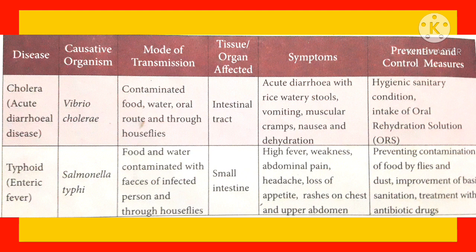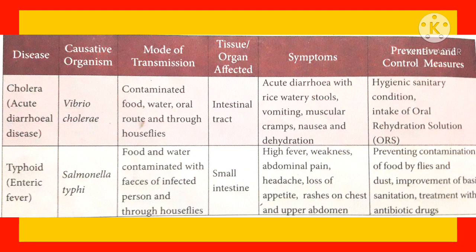Which organ is affected by poliomyelitis? The central nervous system. How to prevent the disease typhoid? Preventing contamination of food by flies and dust, improvement of basic sanitation, and treatment with antibiotic drugs.